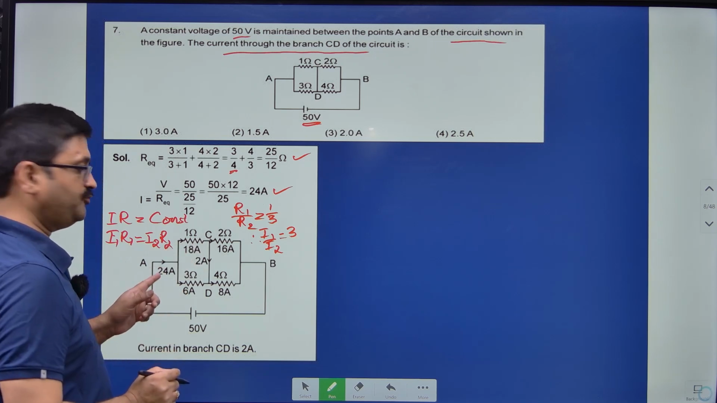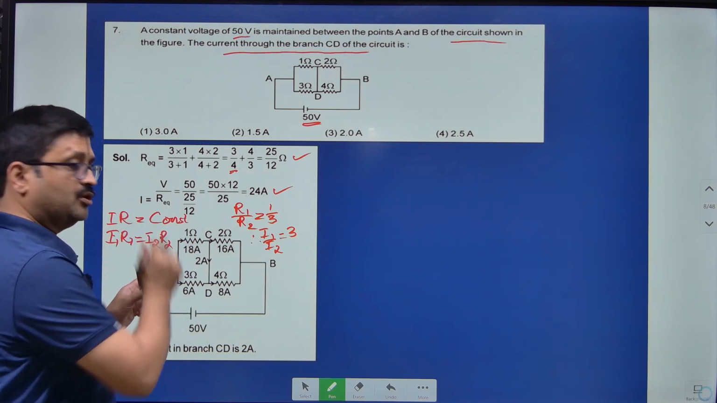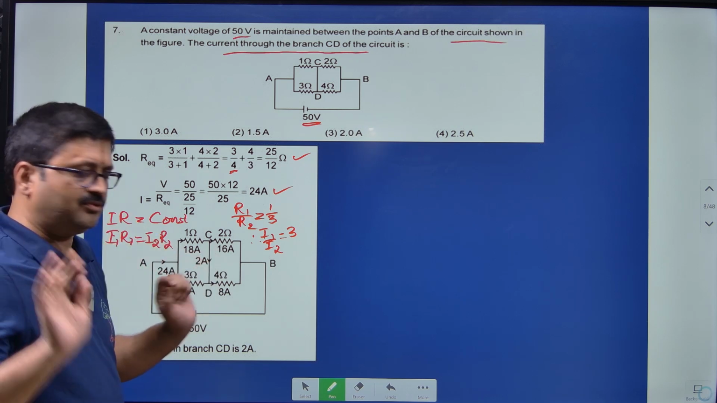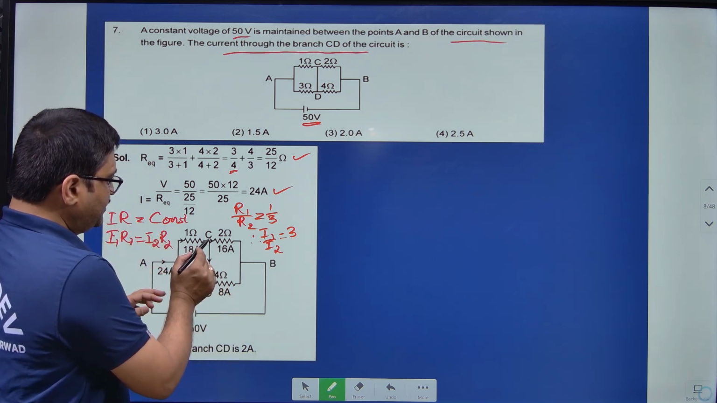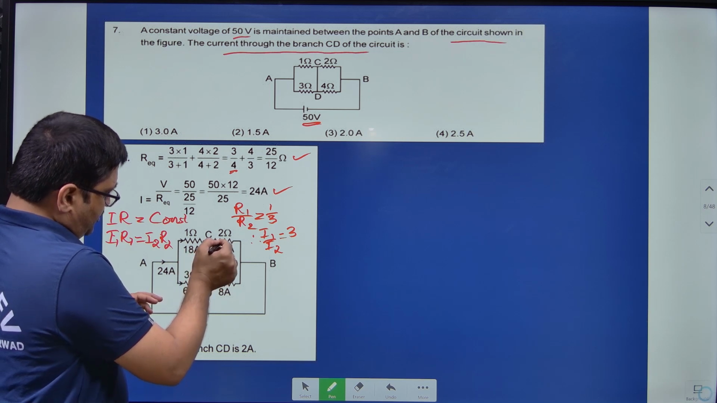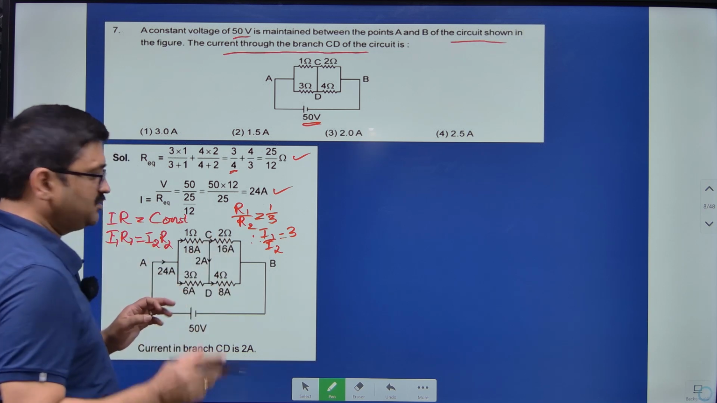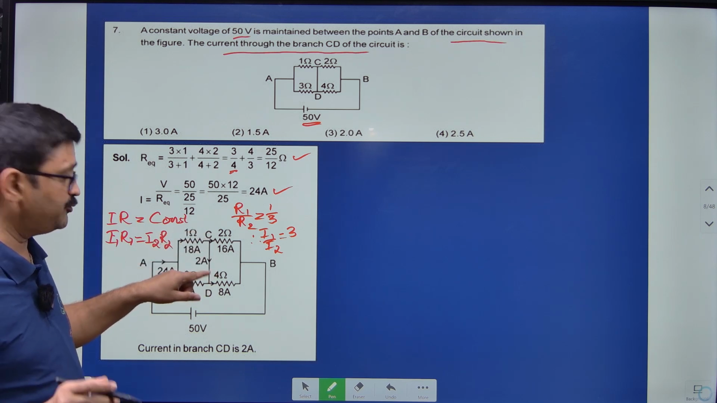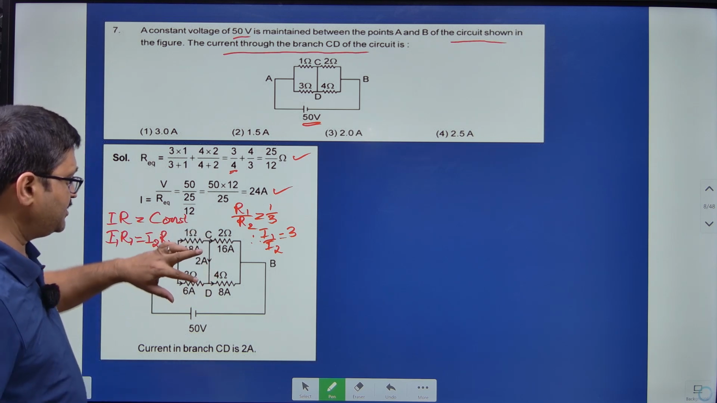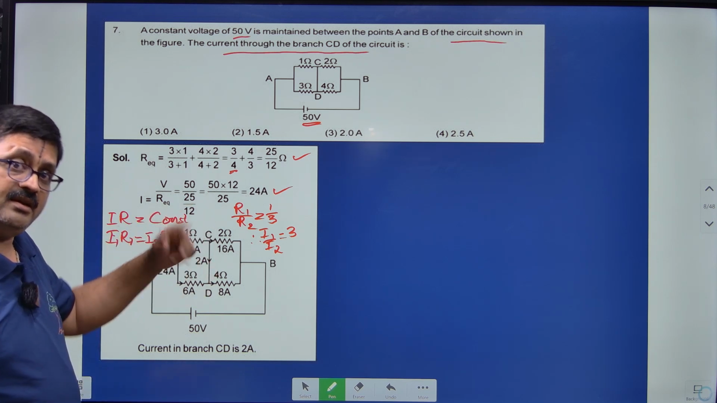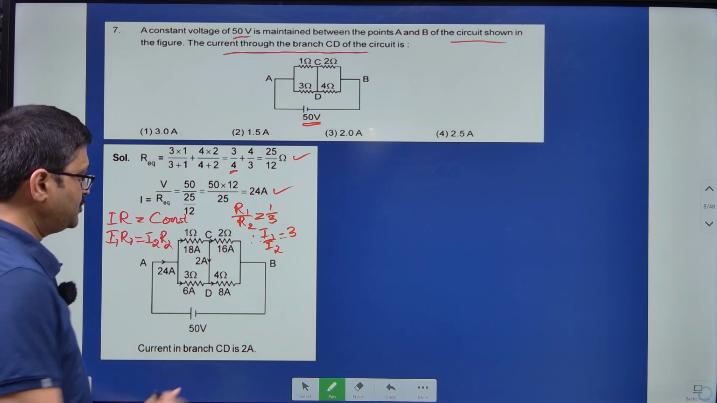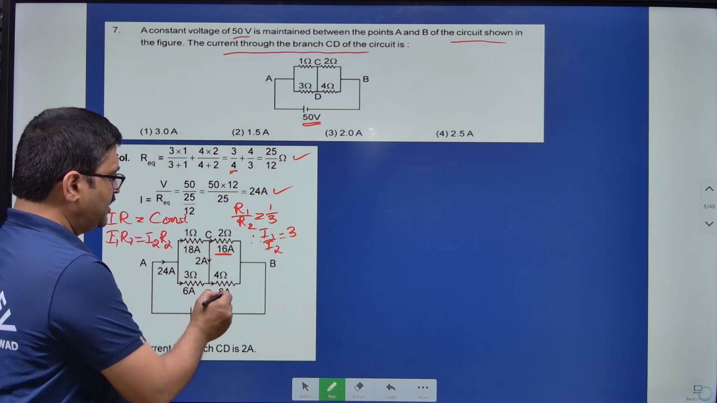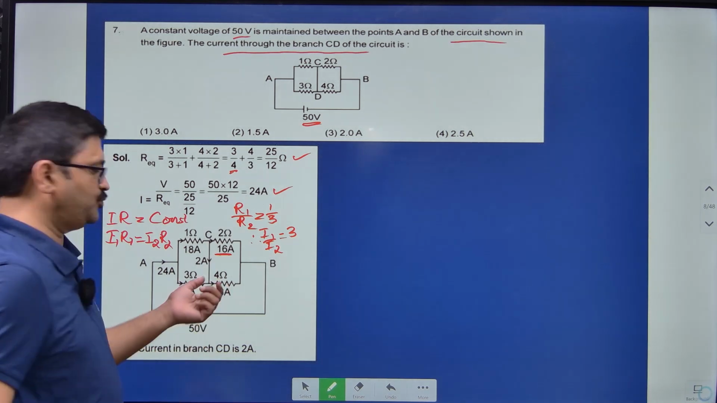So accordingly, through 1 ohm, how much current do we get? 18 ampere. Out of 24, 18 ampere will flow through 1 ohm, and the remaining 6 ampere will flow through 3 ohm according to the ratio. Similarly, in between 2 ohm and 4 ohm, R1 by R2 is 2 by 4, that is 1 by 2, right? Then the current ratio should be the reciprocal, 2:1. So clearly, out of 24, 16 ampere should flow through 2 ohm, and the remaining 8 ampere should flow through 4 ohm.